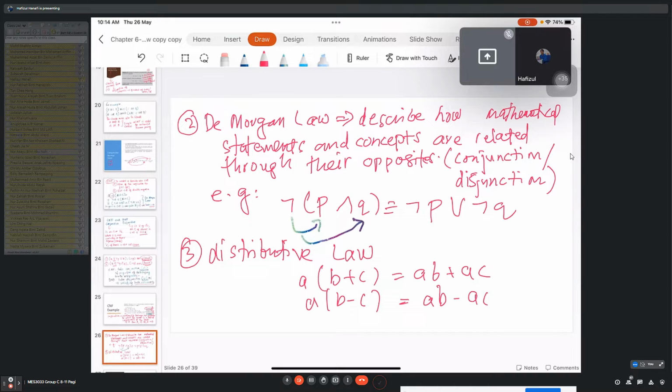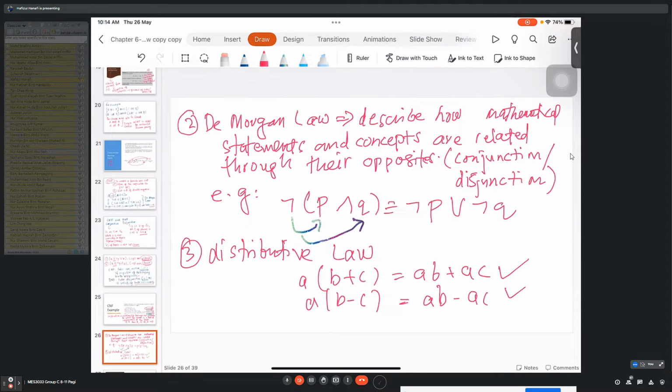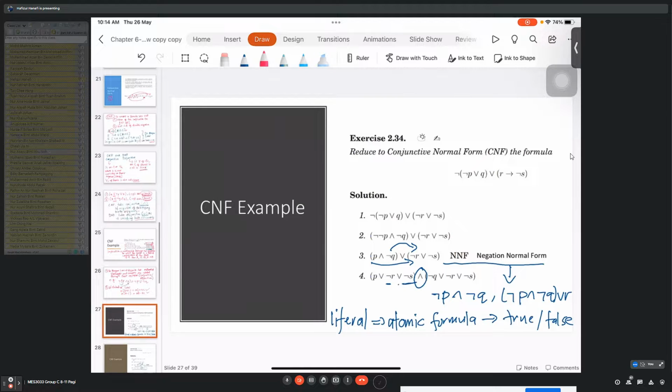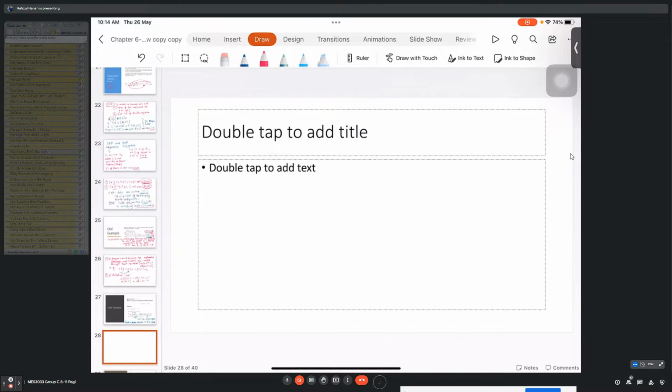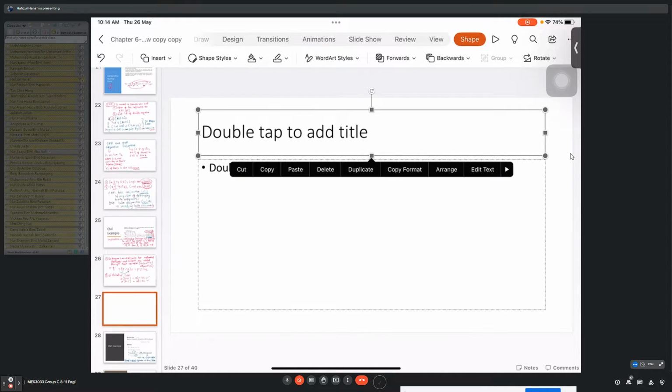Okay, same answer, same answer. For this purpose, you have the same output. Okay, then the last one is the distributive law, associative law, sorry.